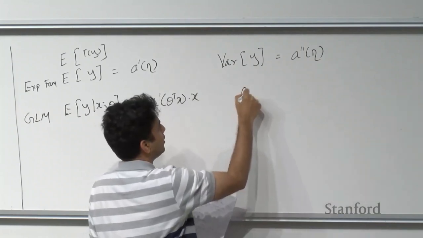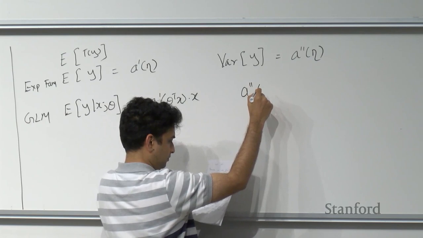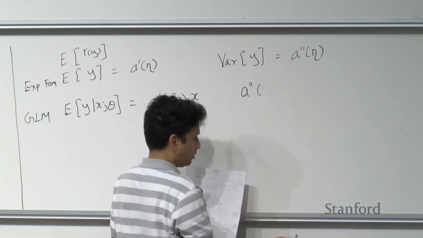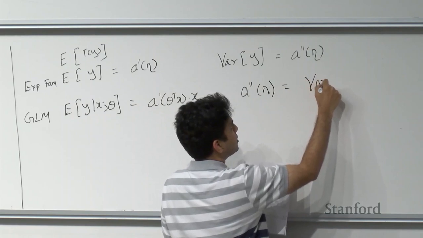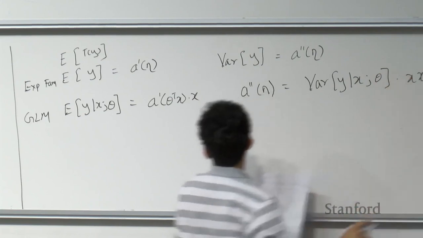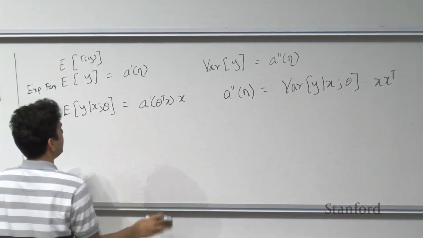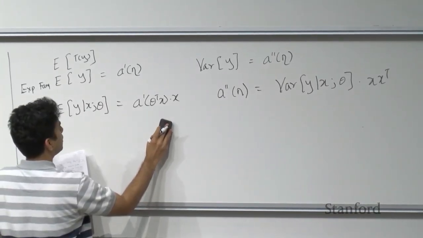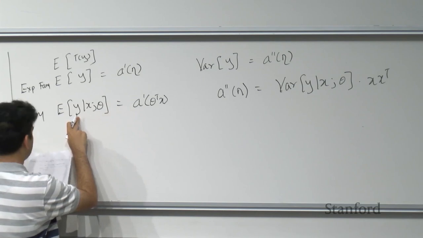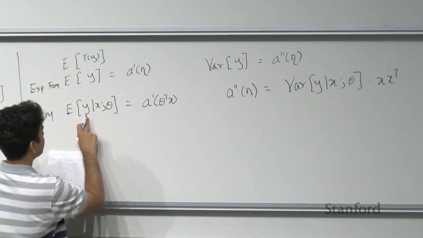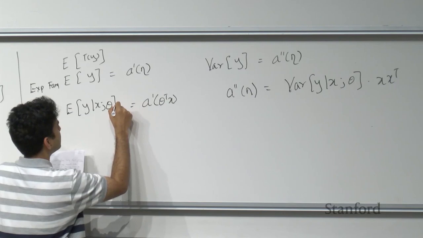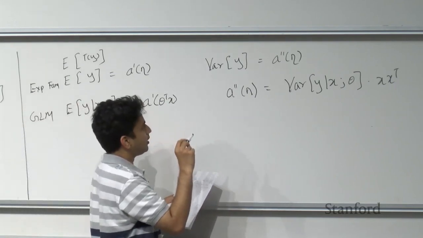So what we showed was that A double prime of eta will be the variance of y given x parameterized by theta times x transpose. And here A prime of theta will be the expectation of y given x times x, right?